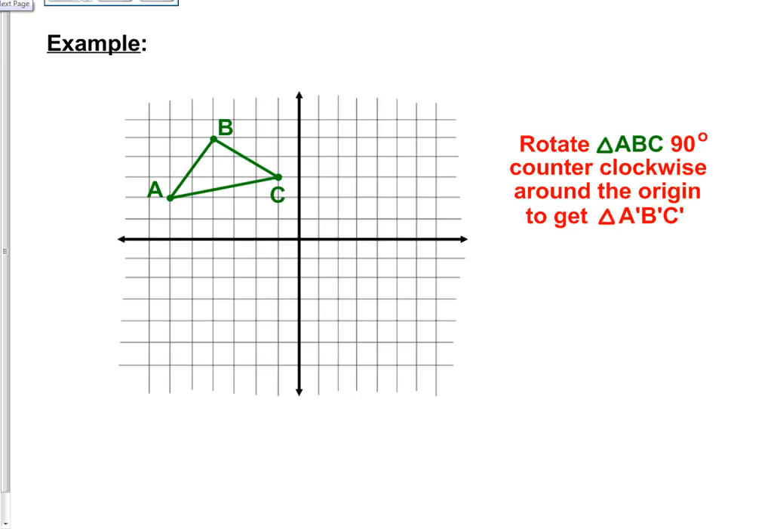Okay, actually I think I misspoke there. After the rotation, of course, we won't have the pre-image anymore, so we'll have triangle A prime, B prime, C prime.